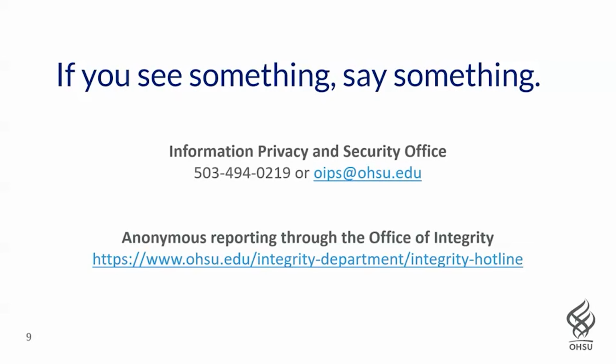One of those is the Information Privacy and Security Office. If you receive medical records or some kind of information that falls outside the scope of your coursework, and you feel that you need to report it, you can call them or you can email them directly. Their information's on the screen, or you can anonymously report issues of integrity to the Office of Integrity, and they have an integrity hotline that you can call 24/7 to express any integrity issues anonymously.